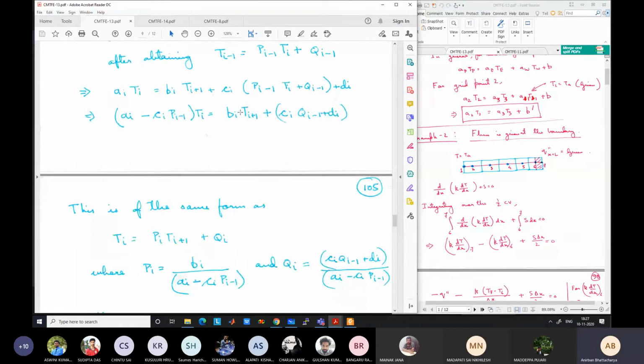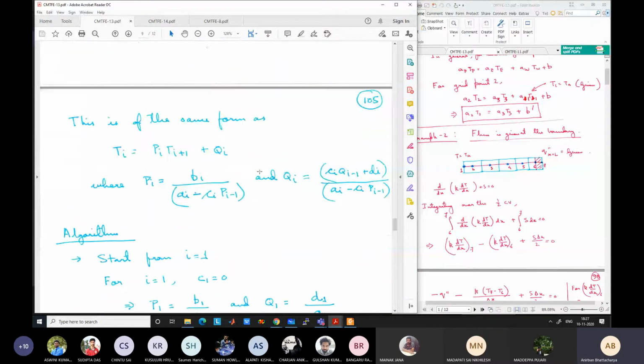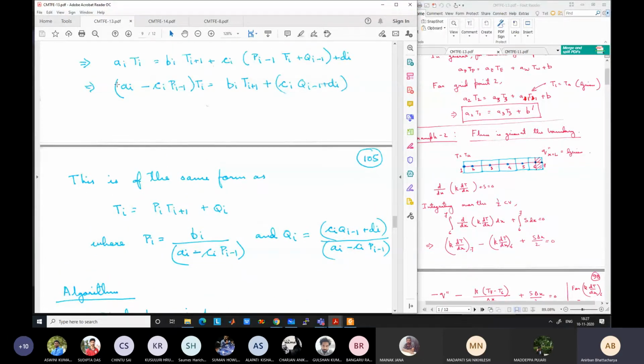So Pi is equal to... this was the equation: Ti is equal to Pi Ti plus 1 plus Qi. This equation, Pi can be written in this form if you just divide the right hand side by this term. Pi is Bi divided by Ai minus Ci Pi minus 1, and Qi is equal to Ci Qi minus 1 plus Di by Ai minus Ci Pi minus 1.